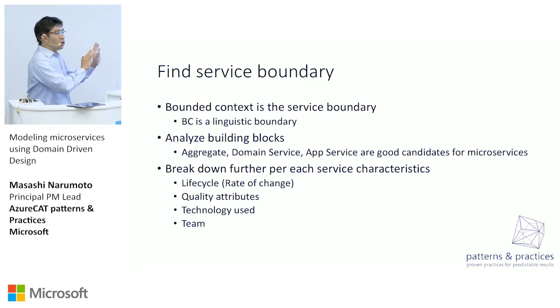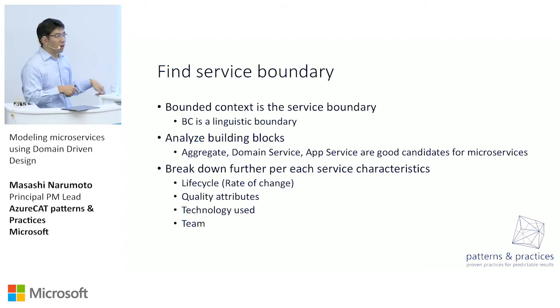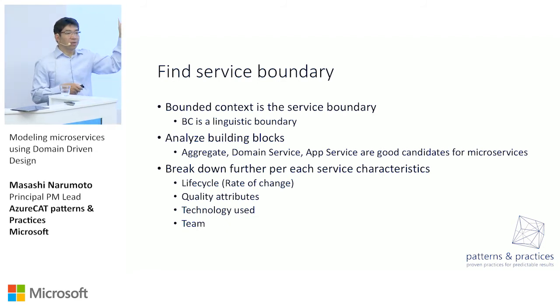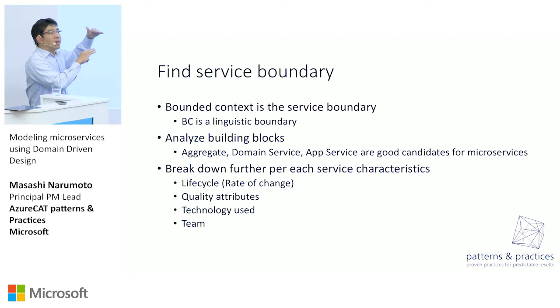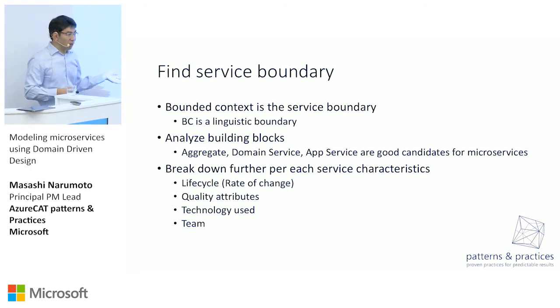Okay. So once you identify a few bounded contexts, any number of bounded contexts, now you can go into one of those bounded contexts and start breaking down using building blocks. Aggregates, domain service, app service, those three elements are very good candidates for a microservice. That's where we are now. And the next step, I'll show you in the next slide, is you can do a further breakdown from non-functional requirements.